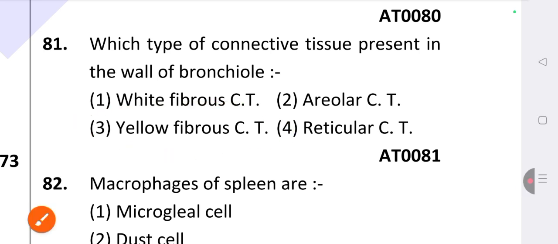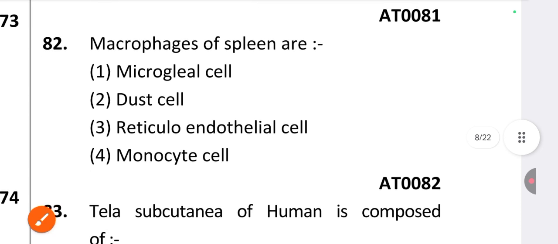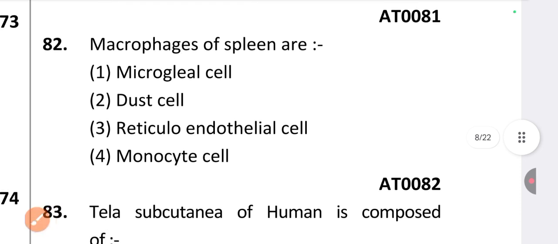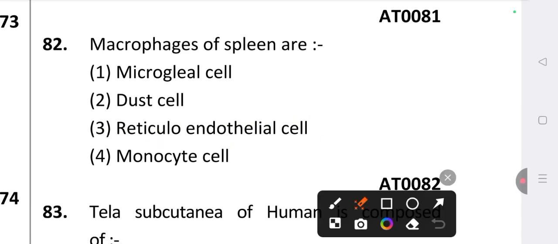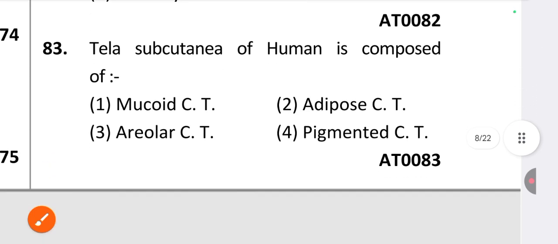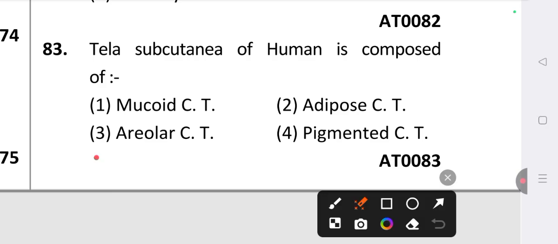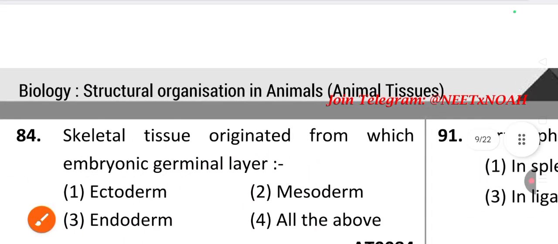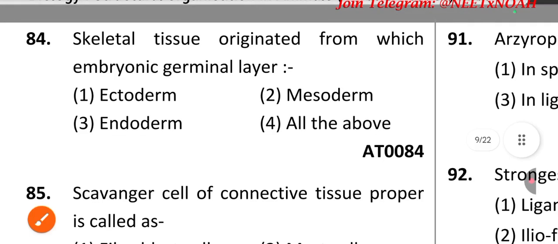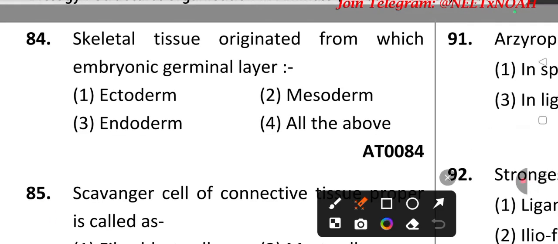Next 82nd question, macrophages of spleen are. So spleen के जो macrophages होते हैं it is of reticuloendothelial cells. Next 83rd question is tela subcutanea of human is composed of. Tela subcutanea is composed of areolar connective tissue. Next, see, skeletal tissue originated from which of the following embryonic layer?